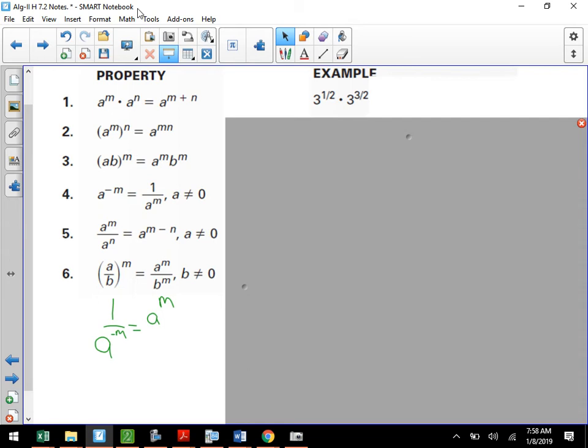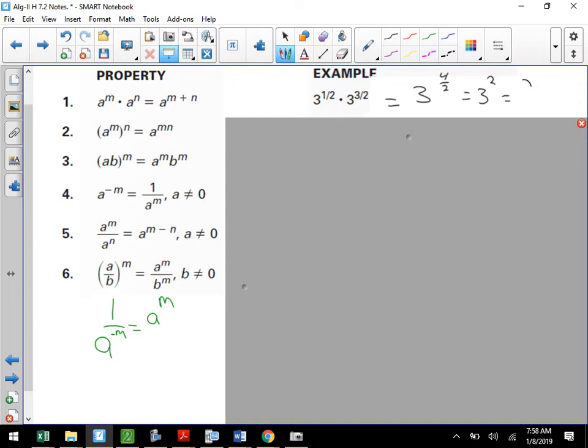What do I do to the exponents? Yeah, what's 1/2 plus 3/2? 4/2, which is 2. Very good. So this becomes 3 to the 4/2, otherwise known as 3 squared, which is 9.